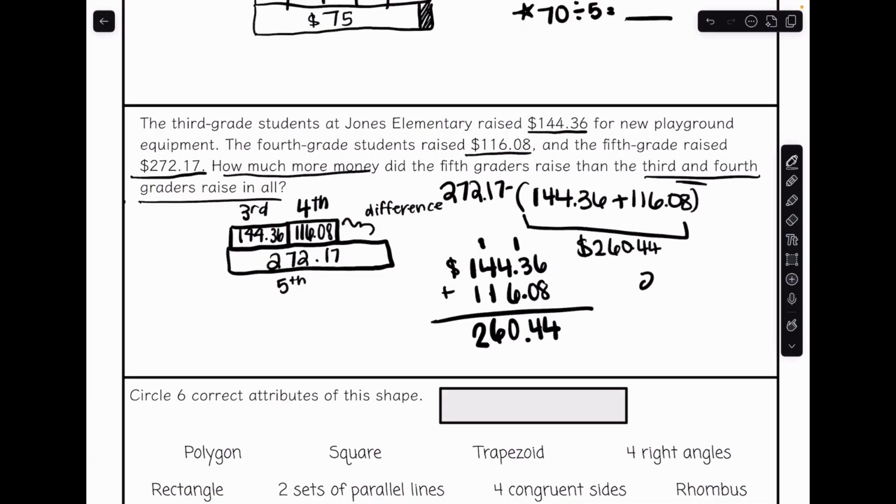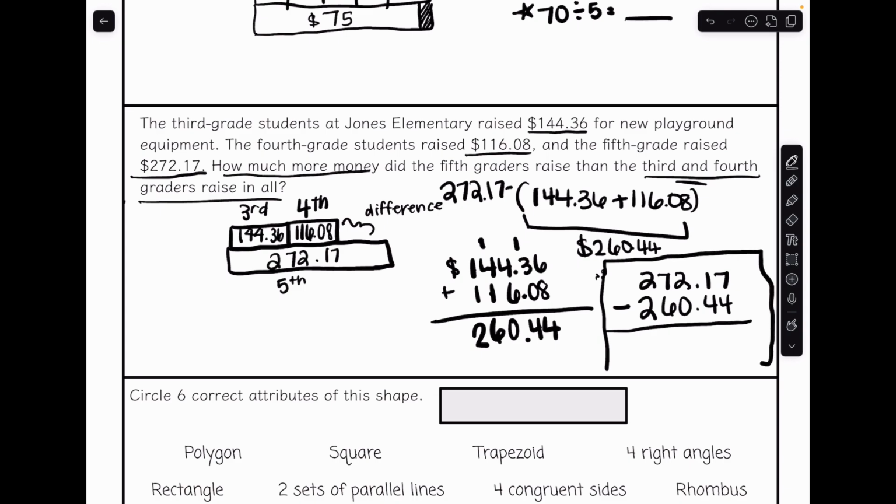So that's $272.17 plus, no, sorry, minus $260.44. 7 minus 4. Actually, I want y'all to solve this part by yourself. We need to practice with that subtraction. I know y'all got it. So make sure that you subtract. Remember all of our rules of subtraction.